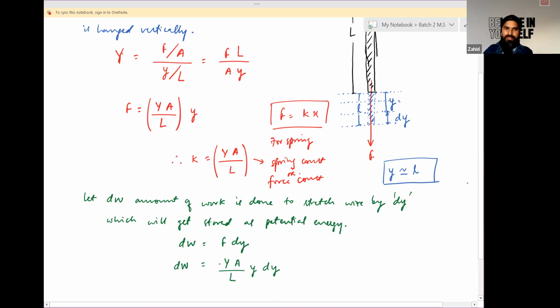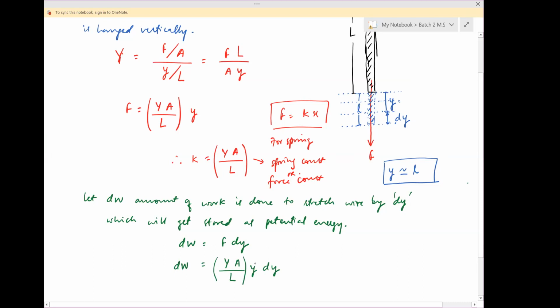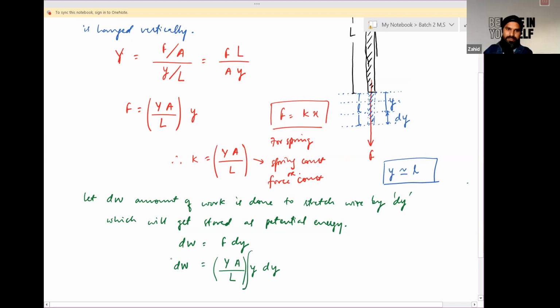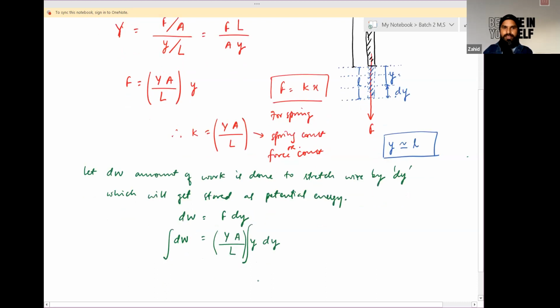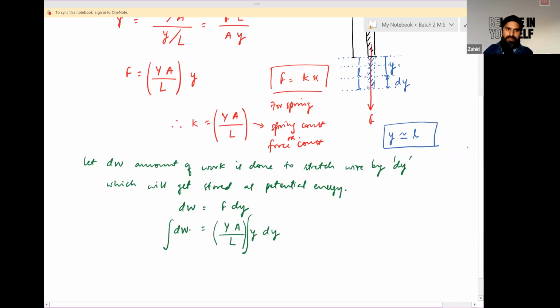In this expression, capital Y is constant, that is Young's modulus. A is the area of cross section, which is also constant, and capital L is a constant term. So keep it outside. Here we have y times dy. To get the complete part, we have to integrate. On integrating this work done, you will get total potential energy equals YA divided by L.